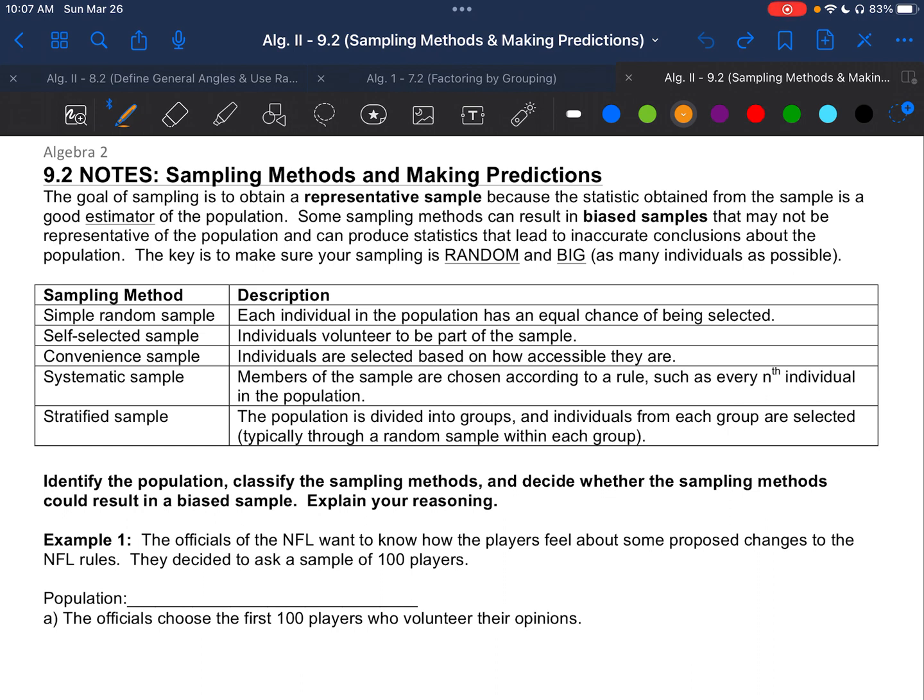And stratified, which means that the population is divided into groups, and then individuals from each group are selected. And then typically it's through random sampling within each group. So let's say you're going to take 10 freshmen, 10 sophomores, 10 juniors, 10 seniors. That would be an example of stratified.